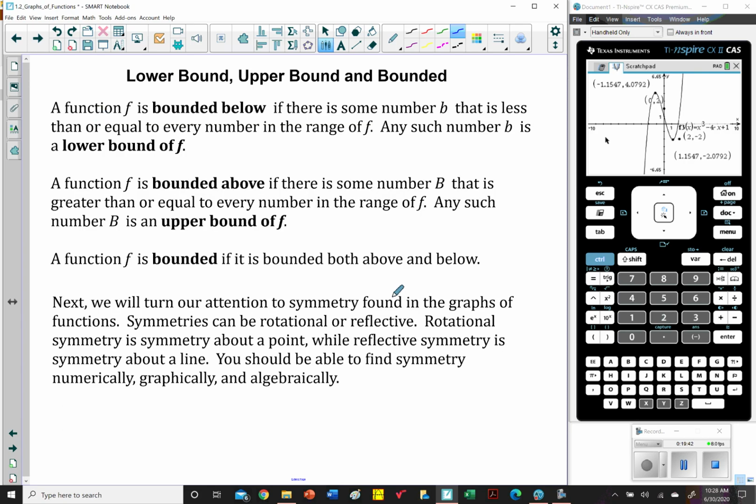And here's the definitions: a lower bound and an upper bound. A function is said to be bounded below if there's some y value less than or equal to every number in the range, and it's bounded above if there's some other y value that's greater than or equal to every number in the range. And if it's got an upper bound and a lower bound, we call that function bounded.